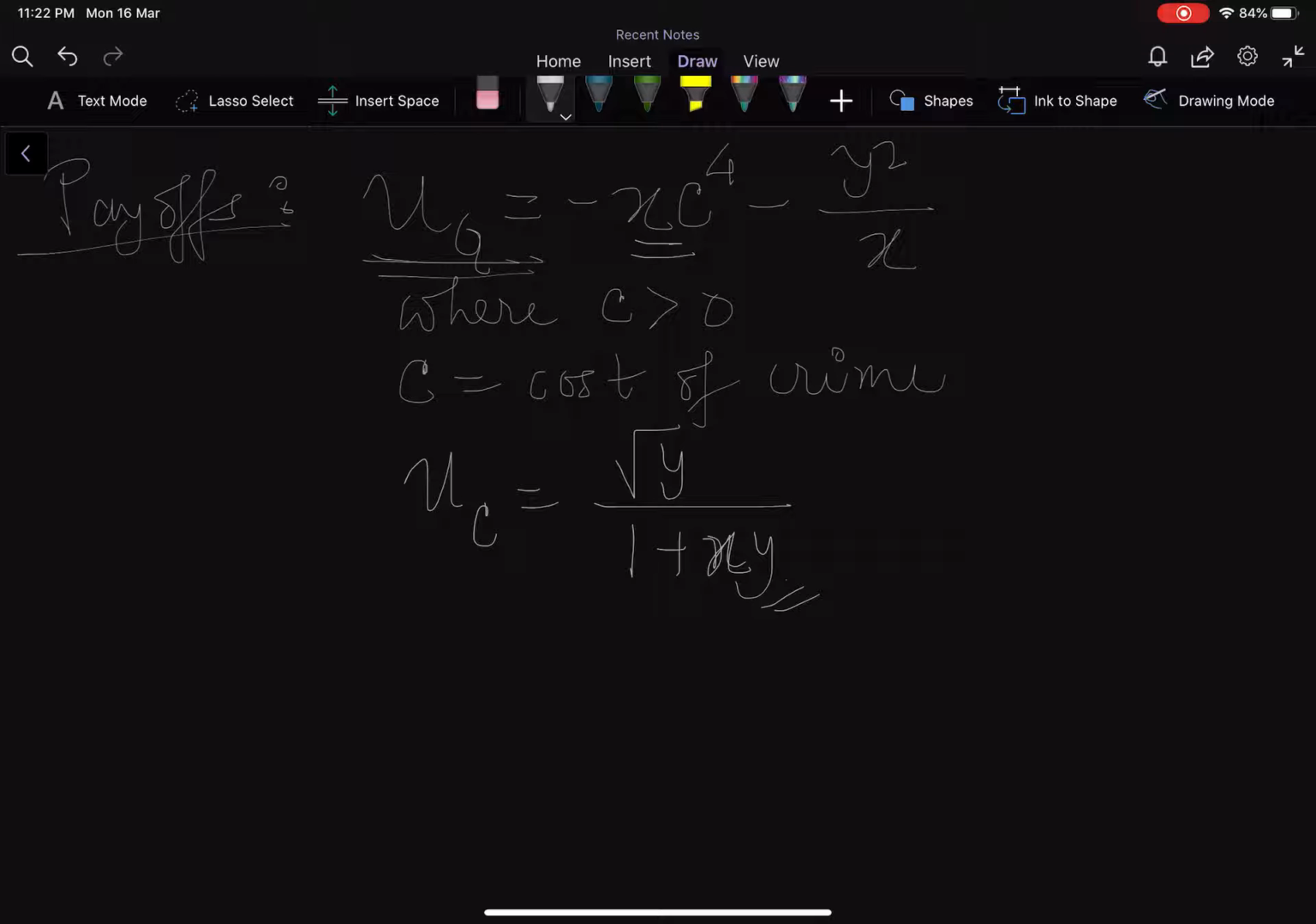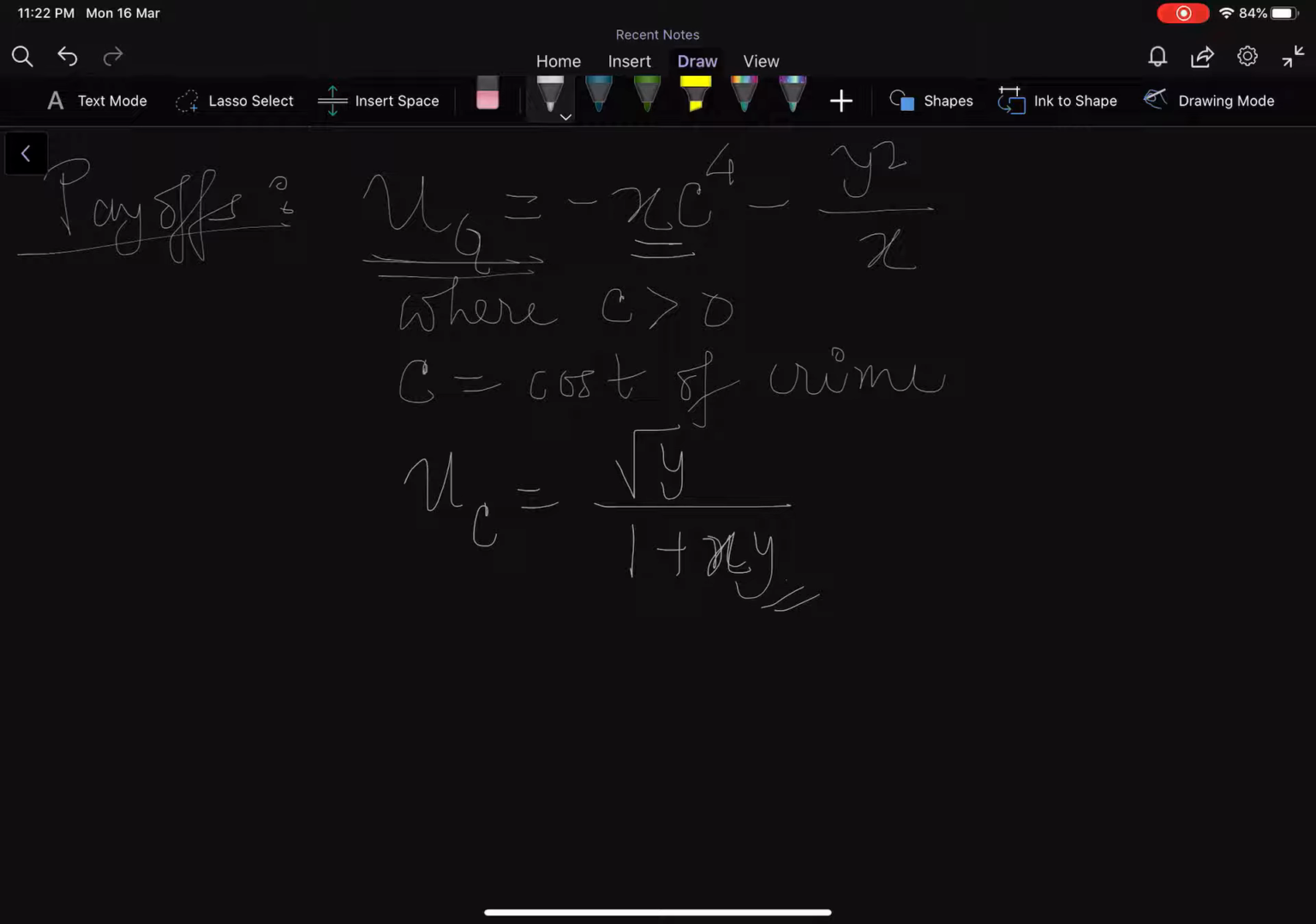So when G decides what is the amount of law enforcement X to choose, he fixes some value of Y. For any given Y, the government needs to find out what is the optimal X. Similarly, for the criminal, for any given X, the criminal needs to find out what is the optimal Y. Okay. So let's do that.